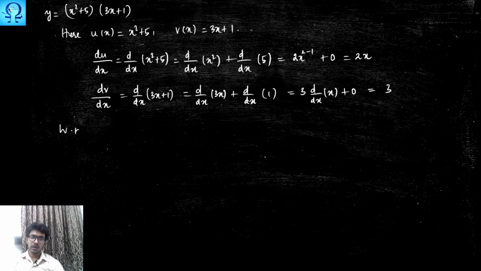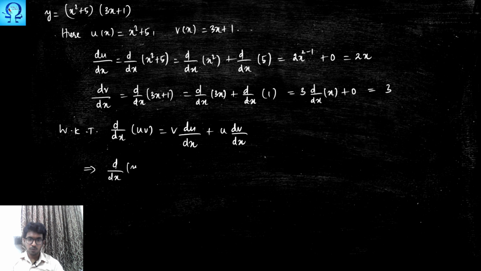Now we know that d by dx of uv is v times of du upon dx plus u times of dv upon dx. This implies d upon dx of y. After taking this to be our u and this to be our v, y is uv. So what is v here? It is 3x plus 1. What is du upon dx? That is 2x. What is u? That is x squared plus 5.